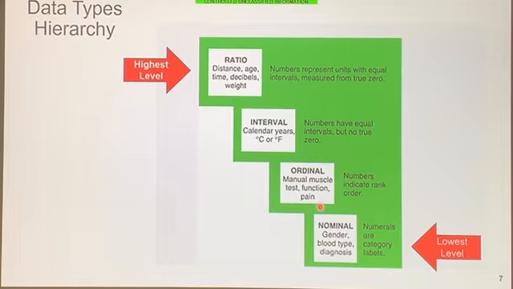You guys know when you go to the clinic and they say, on a scale from 1 to 10, what's your pain level? That would be considered ordinal. It's ranked, but there is no true interval value between the rankings for this type of categorical data. Ratio and interval data are continuous data.